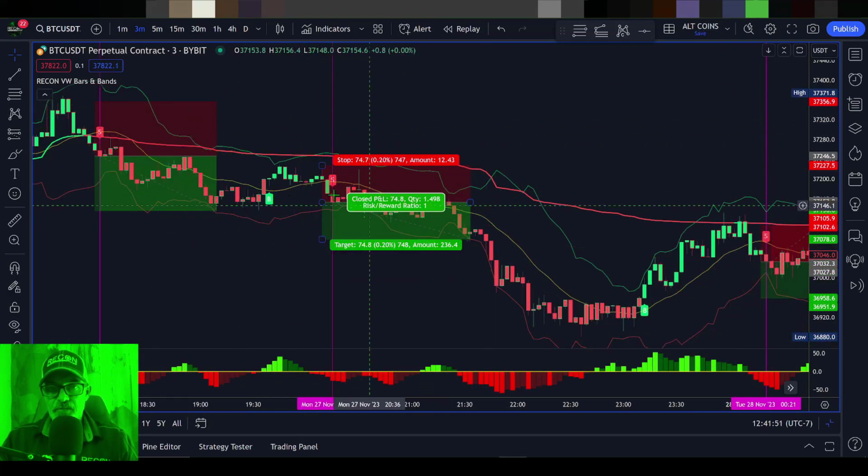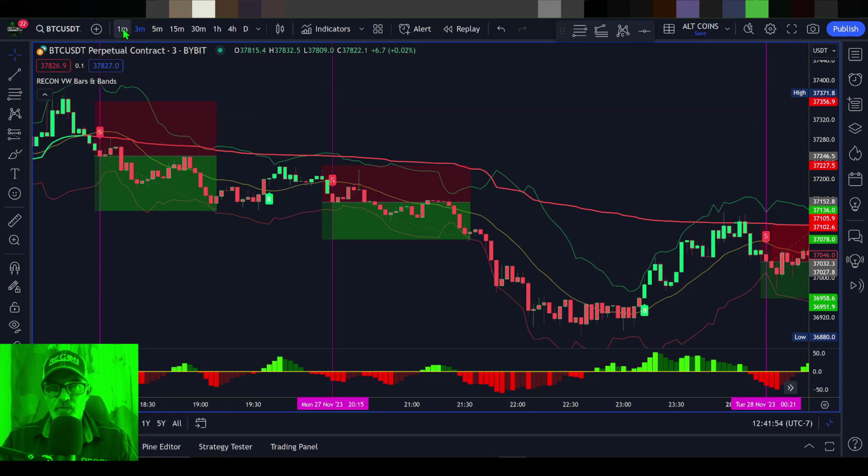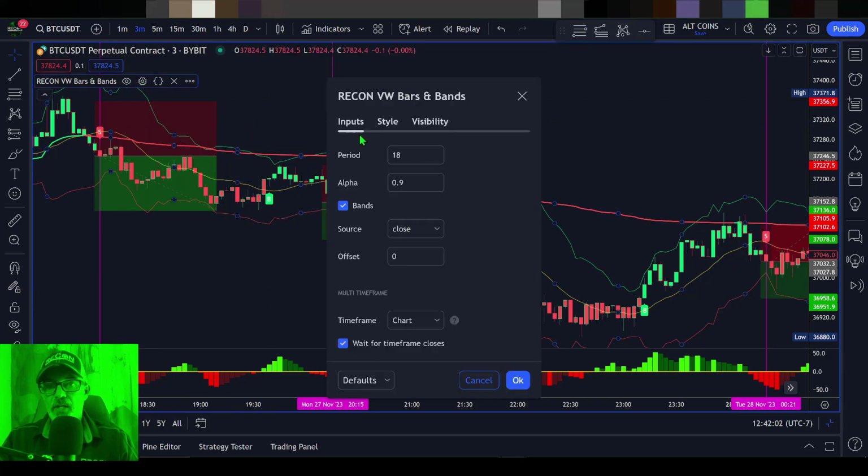Now the settings for this indicator will depend on the time frame I'm using, whether it's the 1 minute, 3 minute, or 5 minute. In this case, I'm on the 3-minute chart. And so if we come over here to the settings cog for the indicator, you can see the configuration that I currently have set up. Now this is the default configuration because it's my indicator and I typically use it on the 3-minute chart. And so the period for the moving average, that weighted moving average, is 18. The alpha is 0.09.